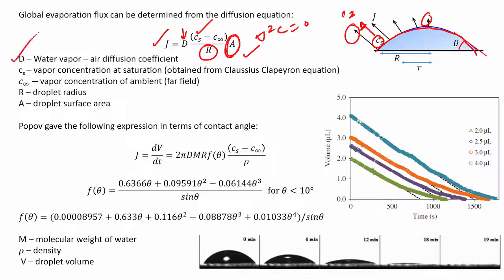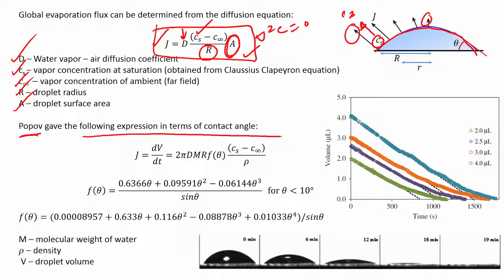So, D is the water diffusion coefficient, Cs and C infinity we already said, R is the droplet radius, A is the droplet surface area, all right. So, this is the most generic form that you can ever hope to get. However, Popov gave the following expressions in terms of the contact angle. As the contact angle changes with evaporation, because if it is happening in a CCR mode the contact angle will change quite a bit, he proposed an expression which is very similar to this, except that now it has a contact angle factor which is f theta.